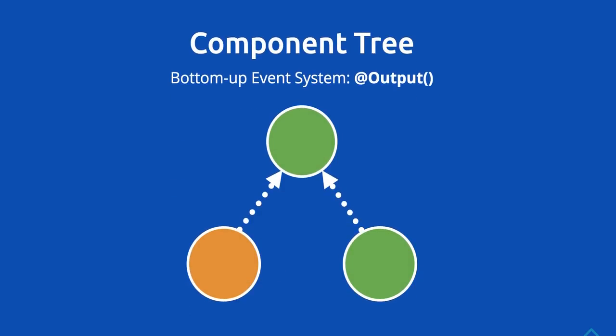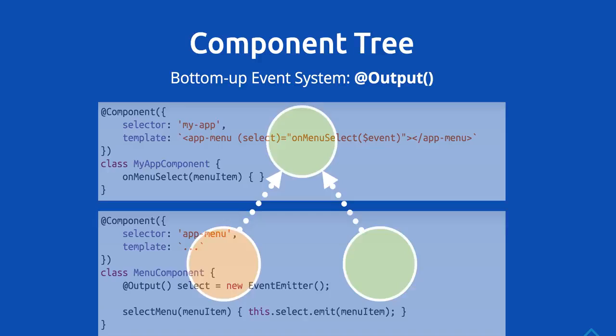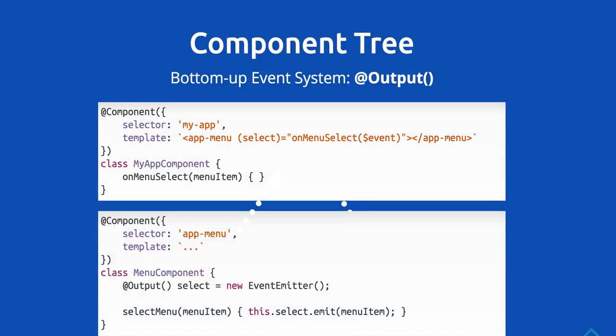Then the reverse is the component tree bottom-up event system. In Angular 2 we have the Input annotation and the Output annotation. Input is to send the data downstream, Output is to send an event from down to up. Something like this. We have the Output annotation here for this select event, right? This is the parent component and this is the child component.